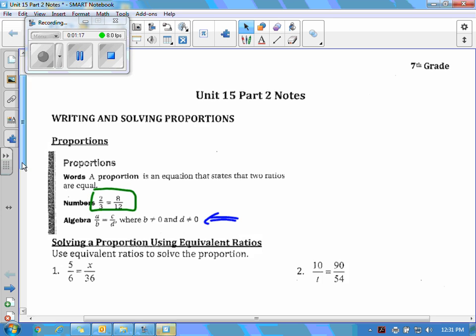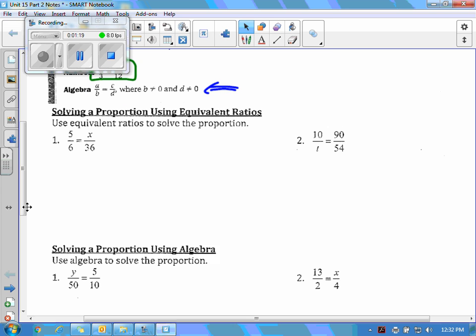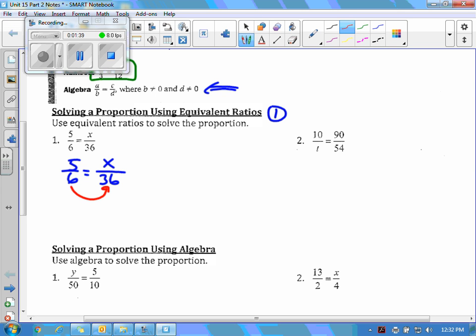So if you look, it says solving a proportion using equivalent ratios. This is our first method for solving proportions. So our proportion is 5/6 equals x over 36. I'm just writing it again to give myself some more room. The equivalent ratios method says I do 6 times what to get 36? I do 6 times 6 to get 36, which means if I do 5 times 6, I'll get my numerator. So I get x equals 30. That's the equivalent ratio method.